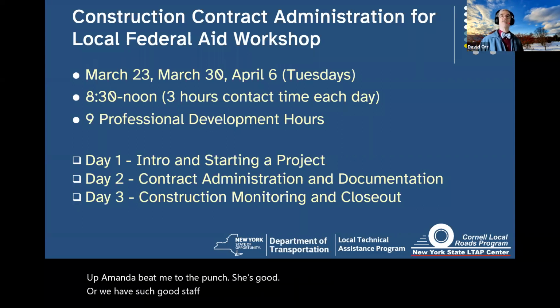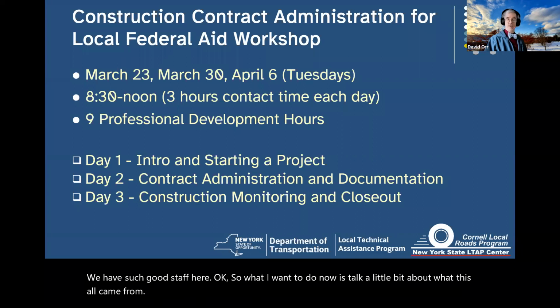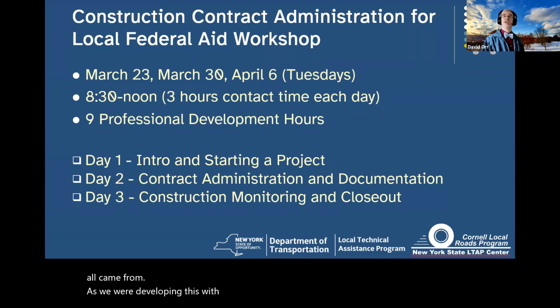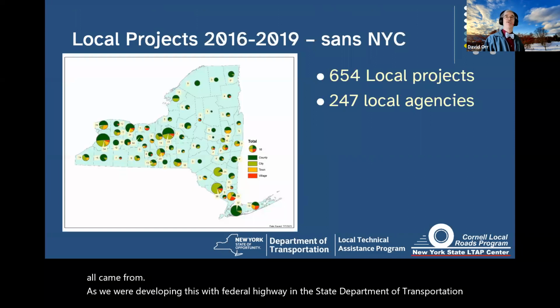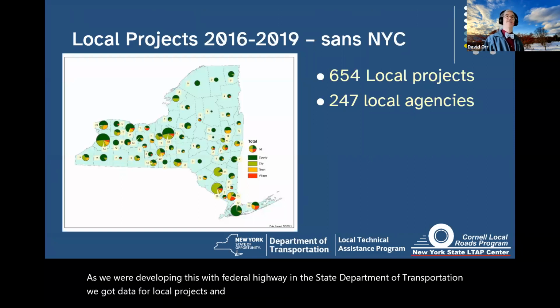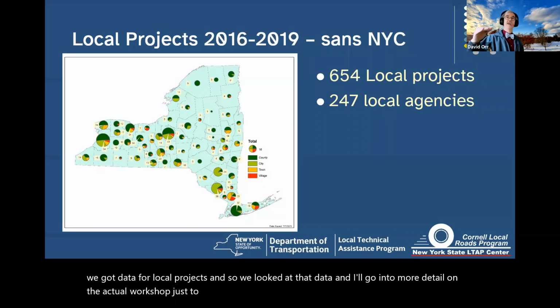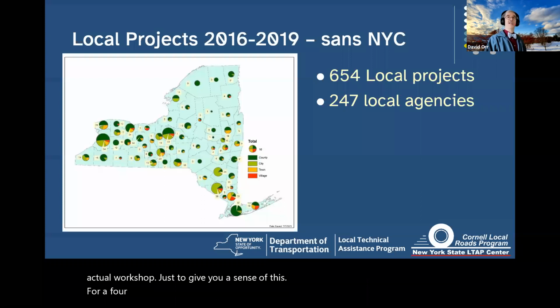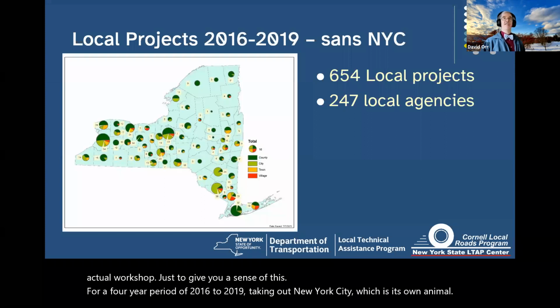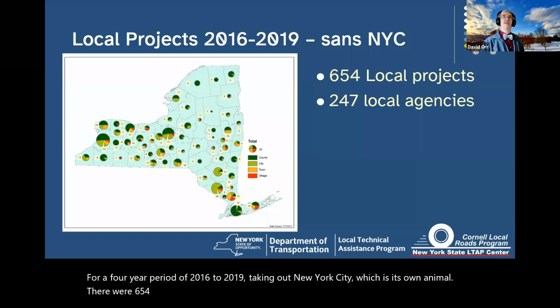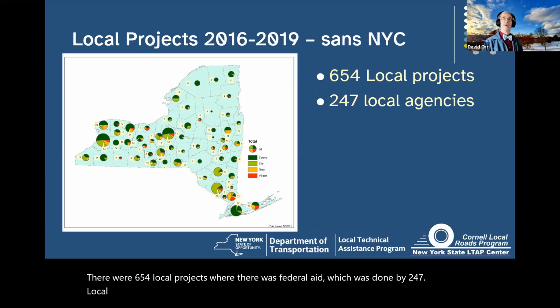Okay, so what I want to do now is talk a little bit about what this all came from. As we were developing this with Federal Highway and the State Department of Transportation, we got data for local projects. And so we looked at that data, and I'll go into more detail in the actual workshop. Just to give you a sense of this, for a 4-year period of 2016 to 2019, taking out New York City, which is its own animal, there were 654 local projects where there was federal aid, which was done by 247 local agencies. Okay, now we'll come back to that in just a second.